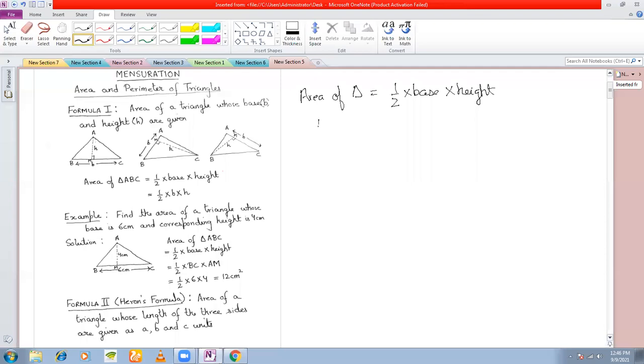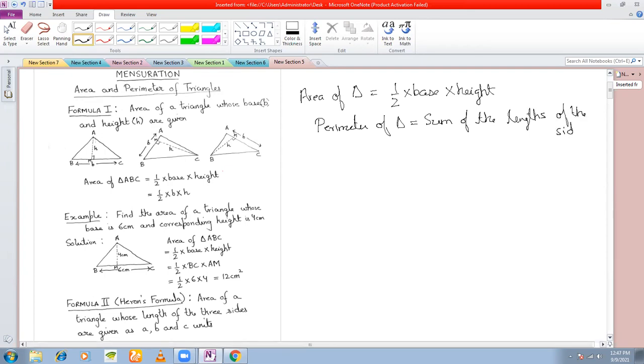Okay. And perimeter of a triangle, all of you know, is the sum of the lengths of the sides of the triangle, or any figure, in fact. If we are talking about the perimeter of a rectangle, that is also a sum of the lengths of the sides. If you are talking about the perimeter of a rhombus, that is also a sum of the lengths of the sides. Sum of the boundaries, in fact, is called the perimeter.